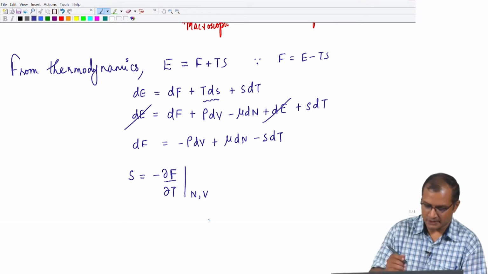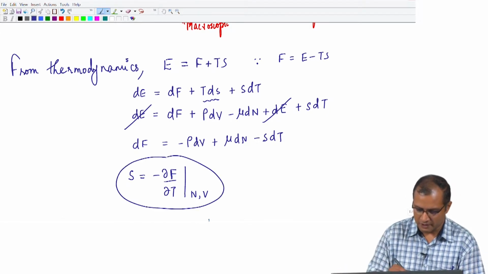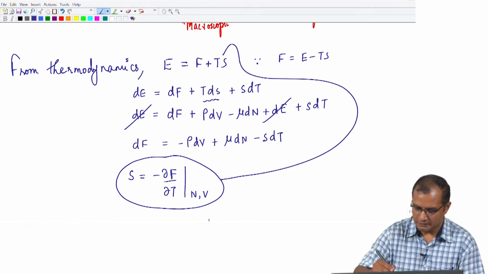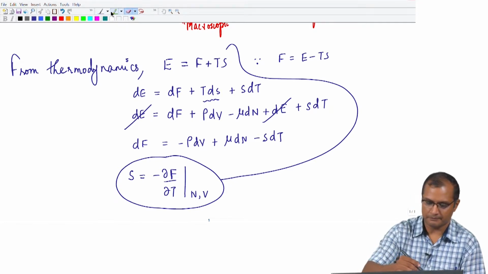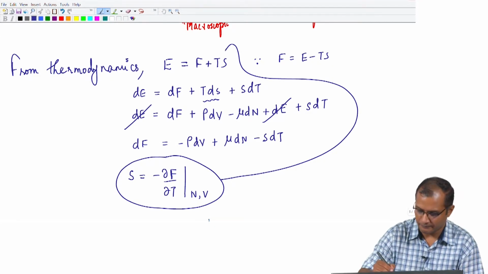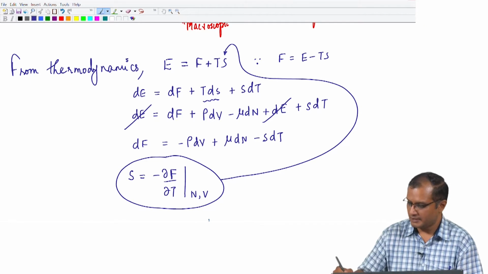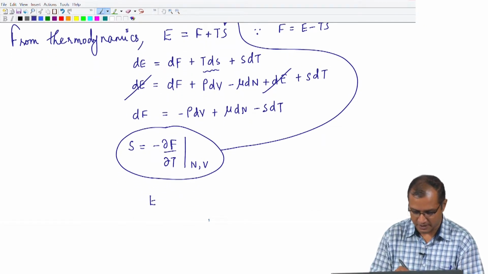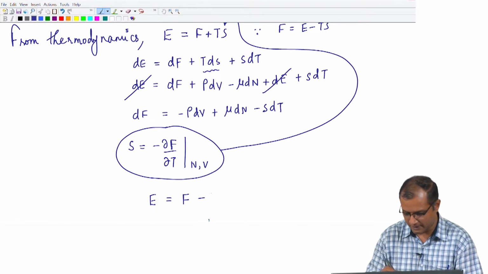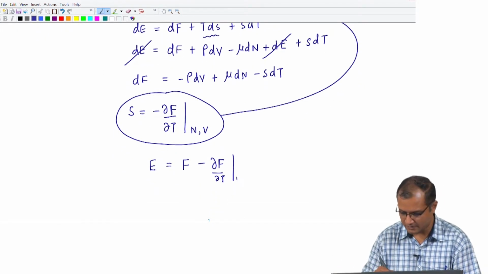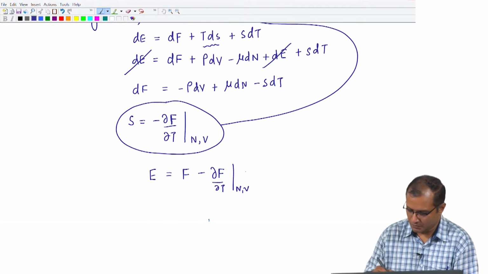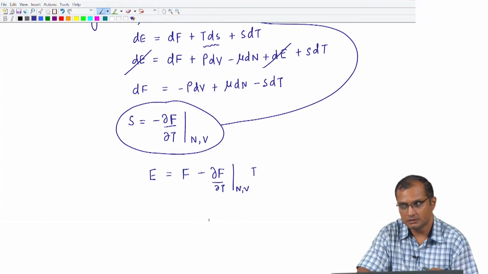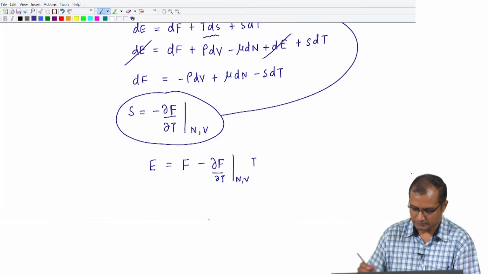What do I do with this? Well, I am going to substitute what I have just obtained for this entropy, and write down my equation as E equals F minus dF by dT at constant N and V, into temperature T.